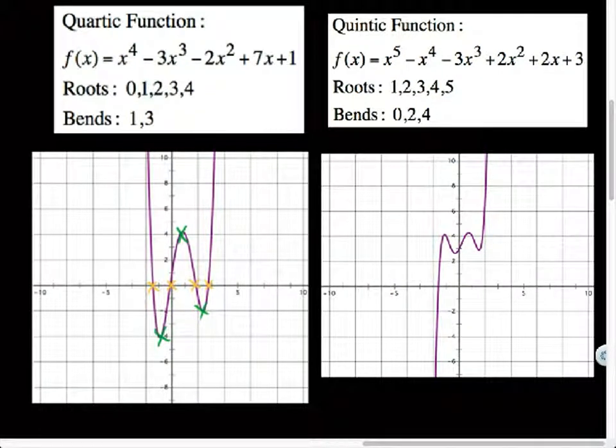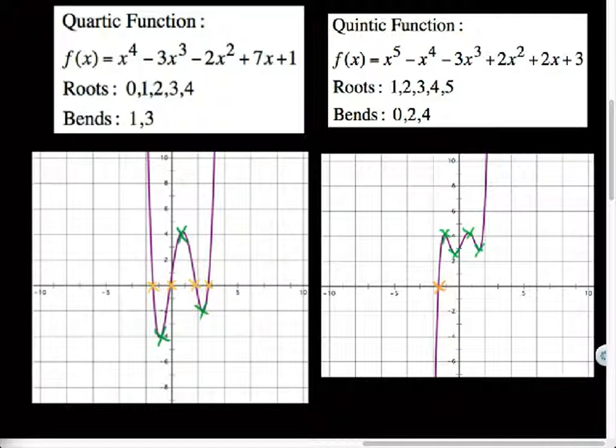So quintics. The number of roots is as many as 5, and the number of bends is as many as 4. So here's my bends: 1, 2, 3, and 4. Right? So let's consider some facts that maybe you've gathered about these. What could you tell me about the relationship?